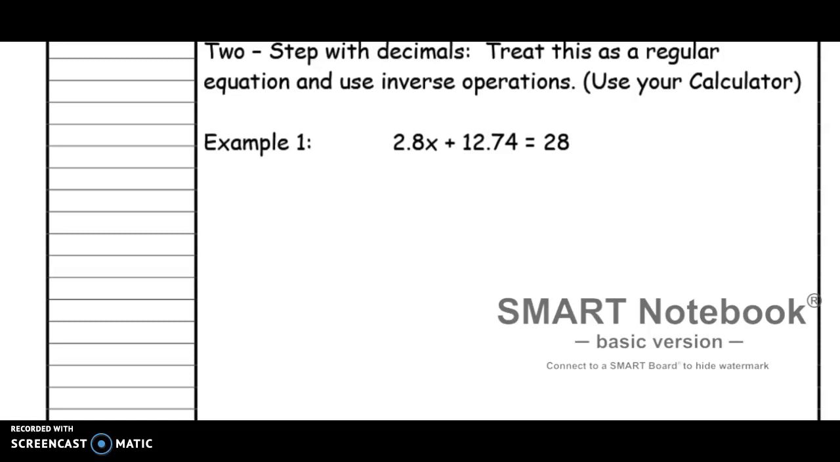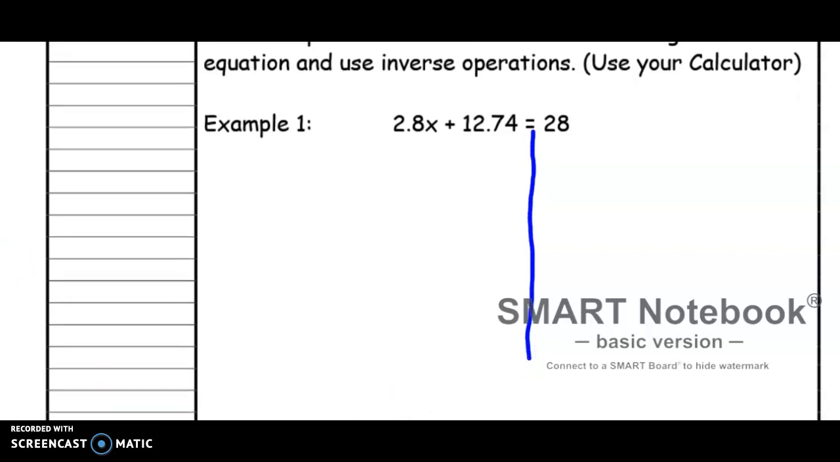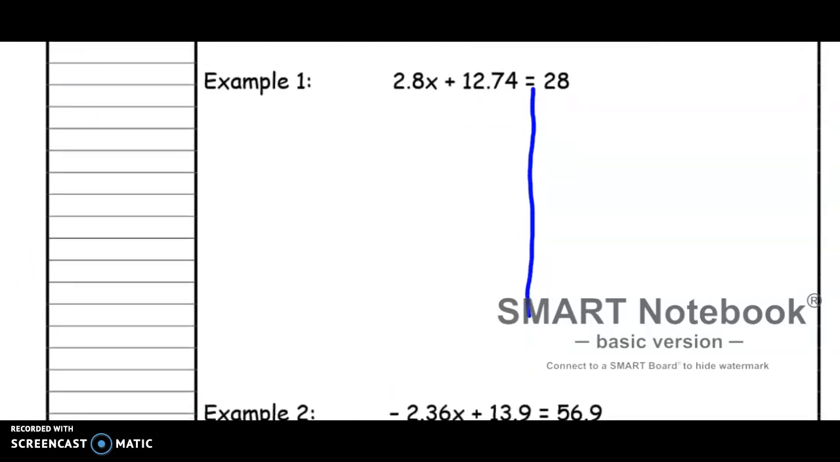So we're going to start by drawing our wall. Underneath your equal sign, you want to draw a wall to keep your left side and your right side separate. Then we're going to box the term in our equation that has the letter with it. So in this case, it's the 2.8x. We need to get that alone.